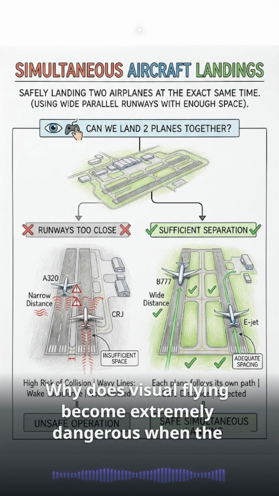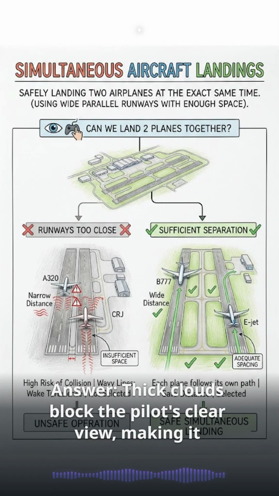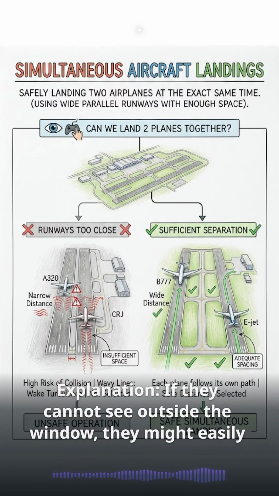60. Why does visual flying become extremely dangerous when the weather gets cloudy and very dark today? Thick clouds block the pilot's clear view, making it impossible to see mountains or other planes. If they cannot see outside the window, they might easily crash into a tall hidden object.